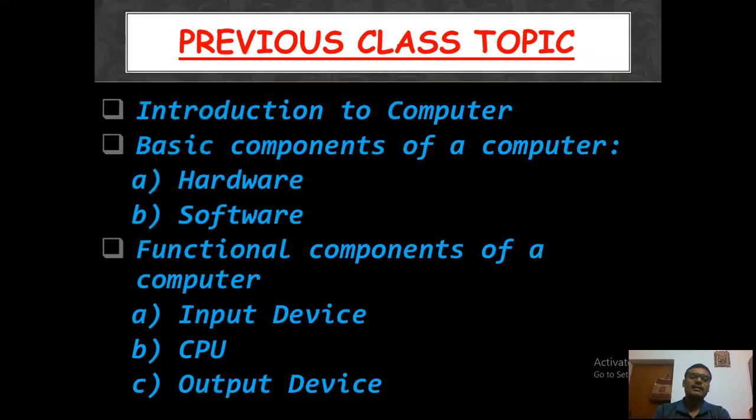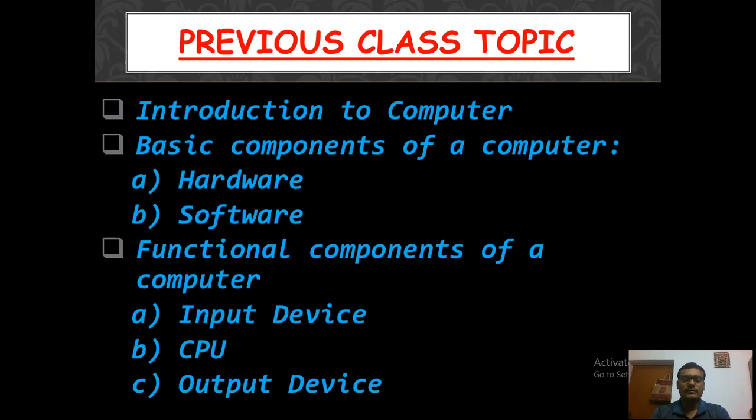In the previous class, I gave the introduction to computer. Then I explained the basic components of a computer, that is hardware and software. Then I explained the functional components of a computer. There are three functional components of a computer: input device, CPU, and output device. So let us revise these topics.